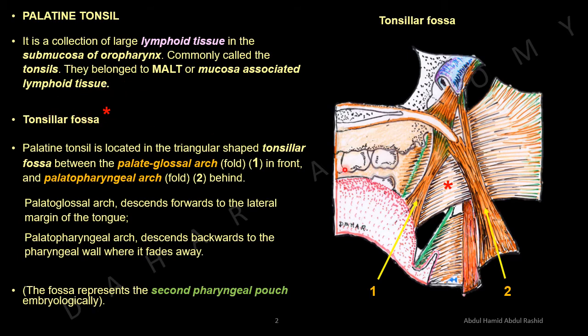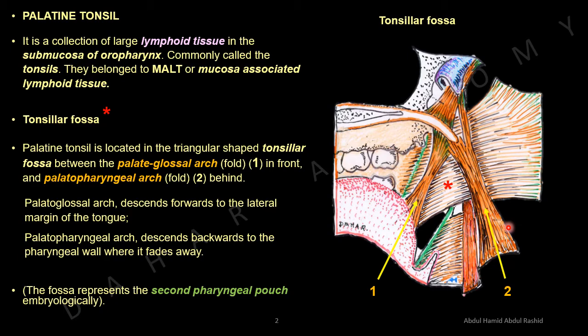Tonsillar fossa. This is the tonsillar fossa. The palatine tonsil is located in the triangular-shaped tonsillar fossa between the palatoglossal arch, or palatoglossal fold, number 1 in front, and the palatopharyngeal arch, or palatopharyngeal fold, number 2 behind.